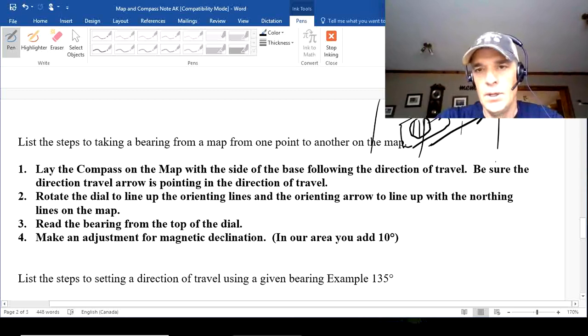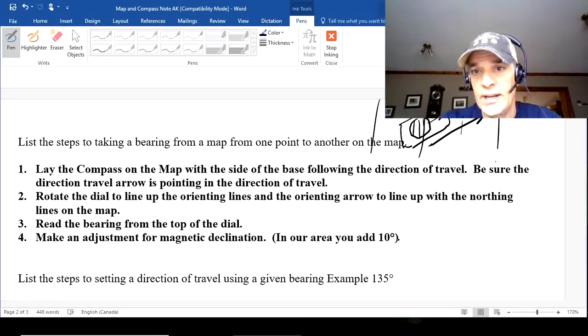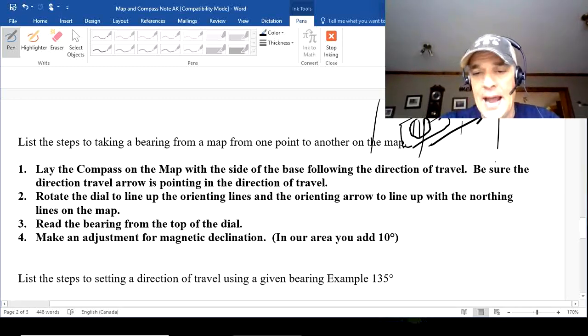Now, because these lines are going to true north and the compass is going to magnetic north, we need to make an adjustment. So we need to adjust for magnetic declination. In this case, we have to add the 10 degrees to the compass reading. So if we were to have gotten a reading of 70, we'd actually add it up and make it 80 or whatever it was.